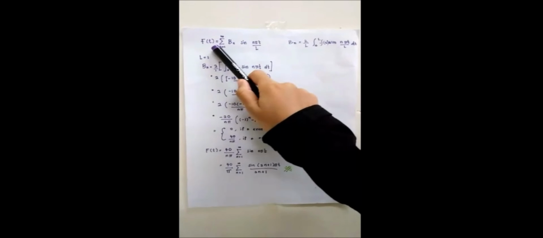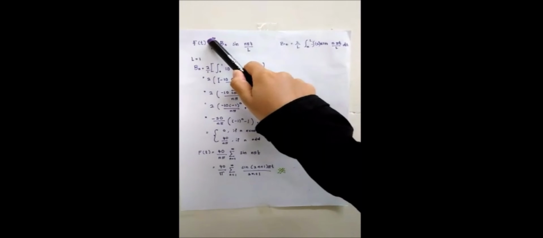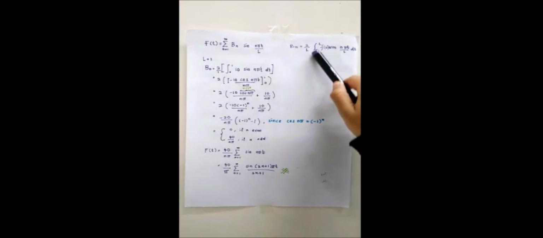First of all, we have to find f(t) based on this equation. f(t) equals the summation n equals 1 until infinity of Bn sin(nπt/L). To find Bn, we have to use this equation: Bn equals 2 over L integrate from 0 to L of f(x) sin(nπt/L) dt.